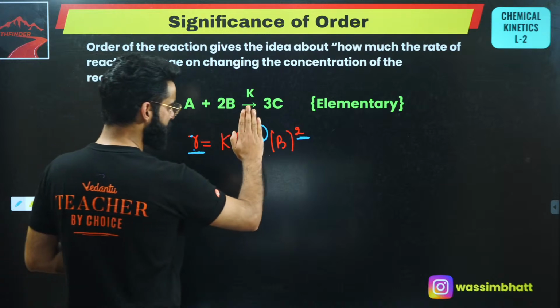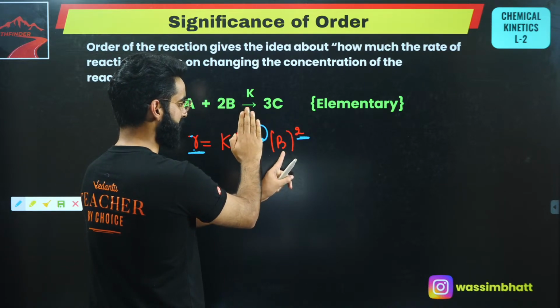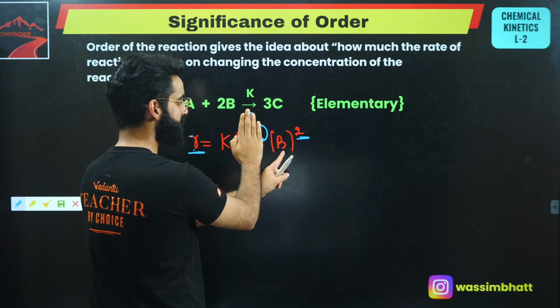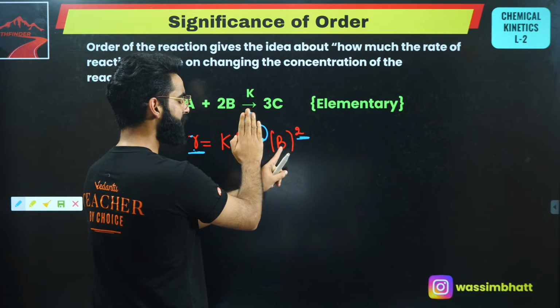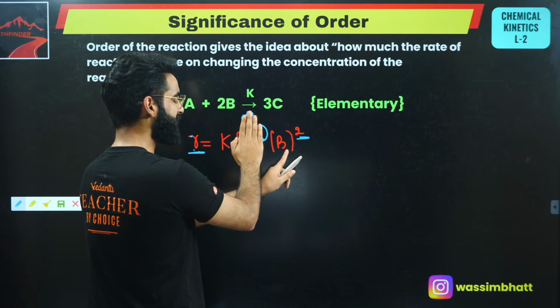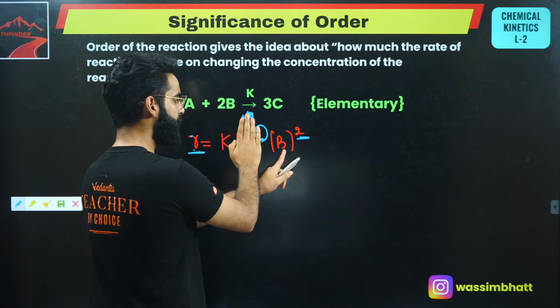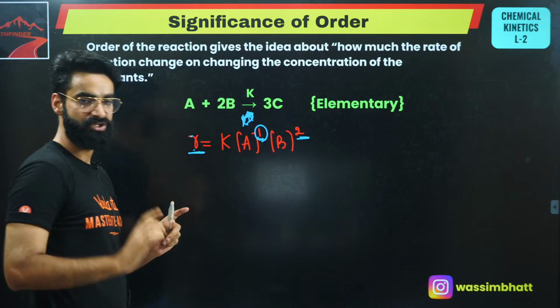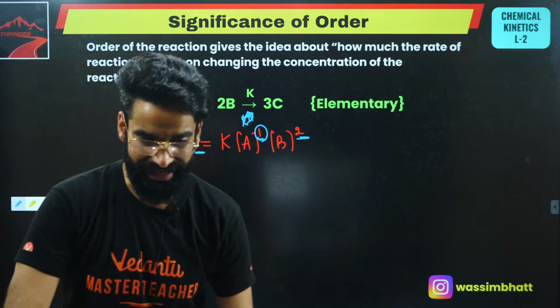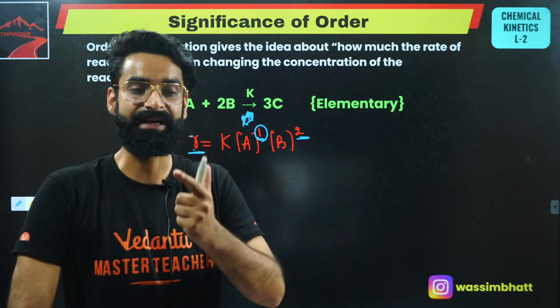Similarly, if I keep the concentration of A fixed, constant, and I'm doubling the concentration of B, making the concentration of B 2 times, and the power is 2, the rate will be 4 times. If I make the concentration of B 3 times, rate will be 9 times. If I make the concentration of B 4 times, rate will be 16 times. So can I say order of the reaction is giving me the idea about how many times the rate of reaction changes on changing the concentration of reactants. As simple as that, yeah?